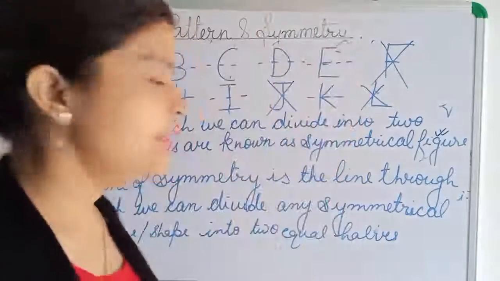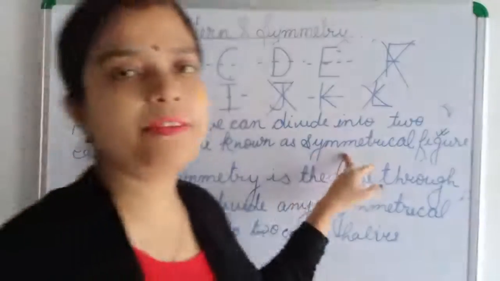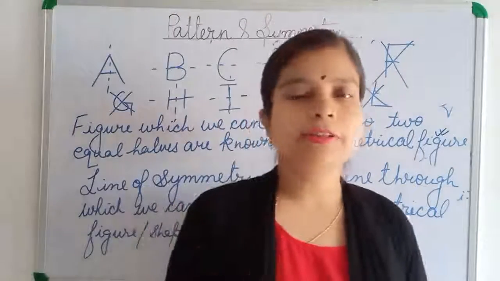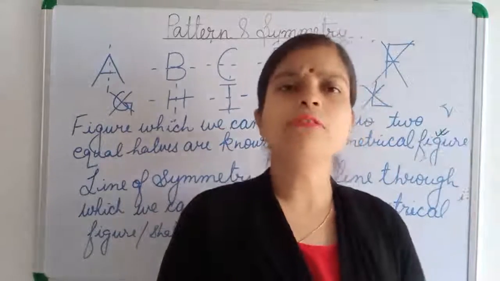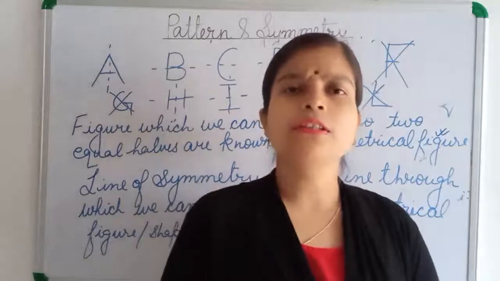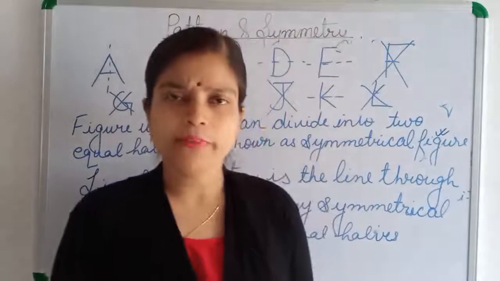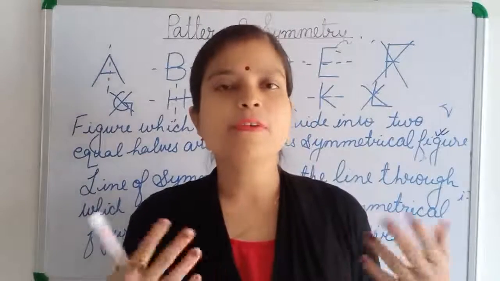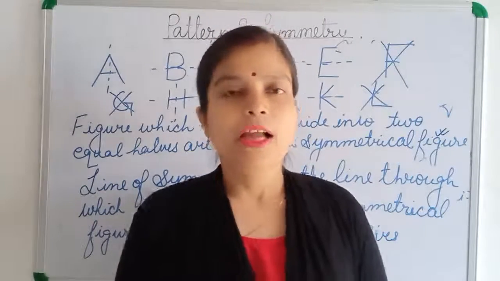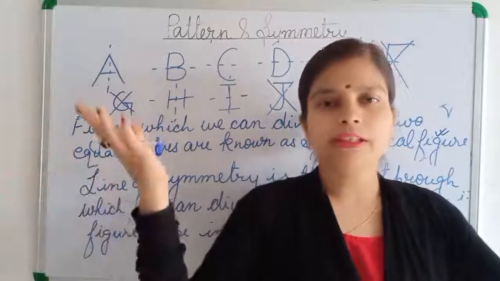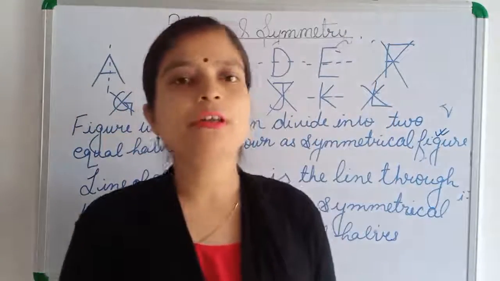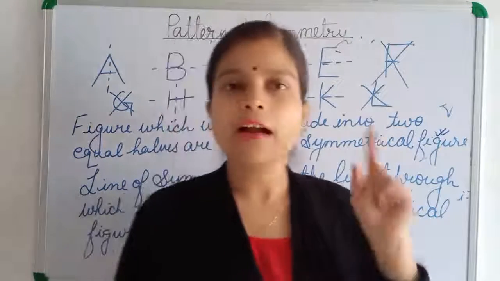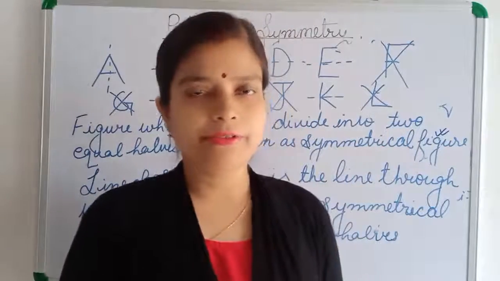And line of symmetry is only for a symmetrical figure or shape. For a non-symmetrical figure we can't draw a line of symmetry, because when we can't divide it into 2 equal halves, how can we draw the line of symmetry? Line of symmetry is the line through which we can divide that shape or figure into 2 equal halves, and a non-symmetrical figure we can't divide. So there is no line of symmetry for a non-symmetrical figure. For a symmetrical figure there should be at least 1 line of symmetry.